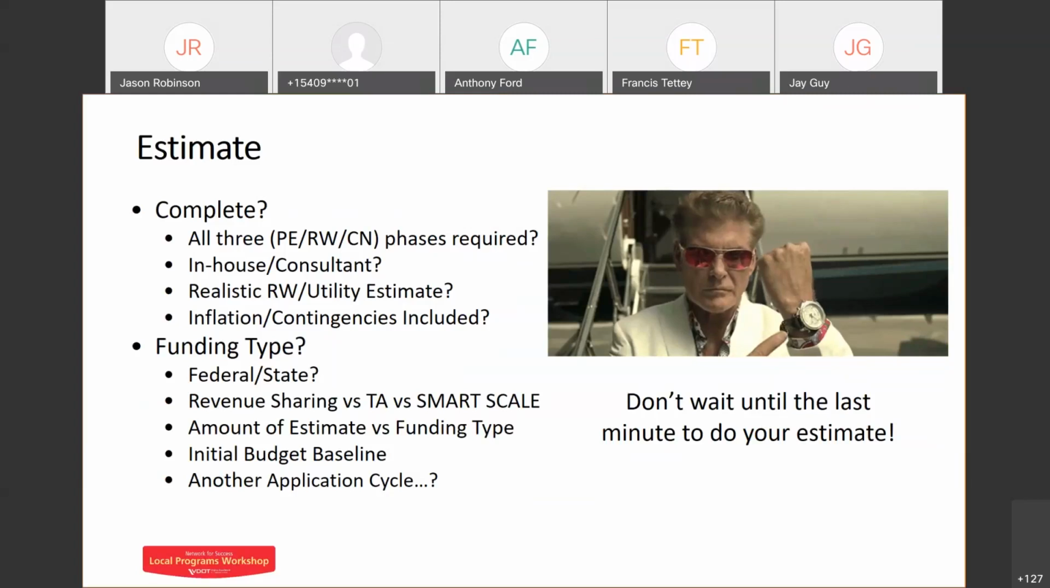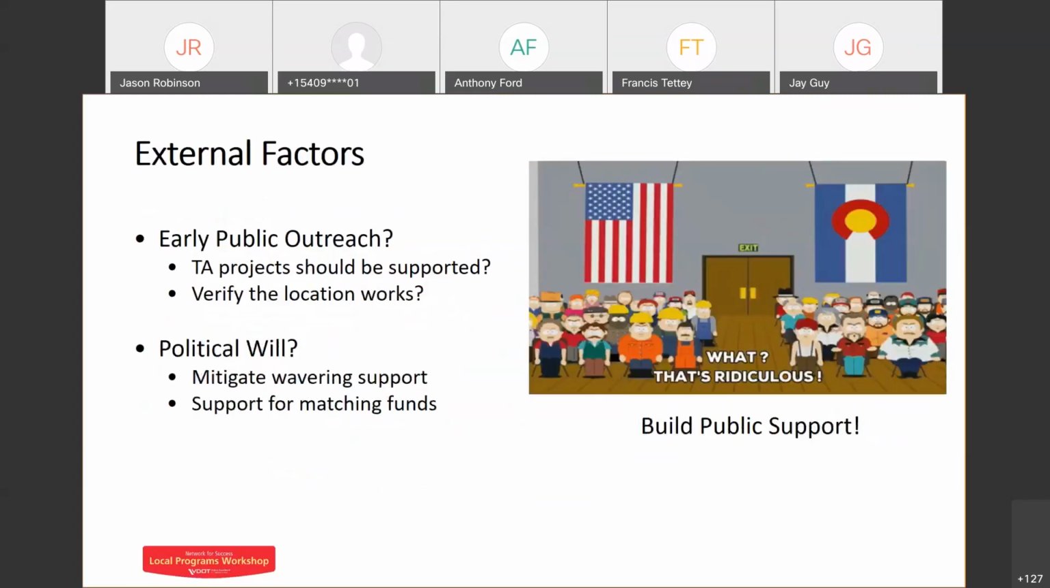Move on to the next point, external factors. We'll consider that for a moment. Do you need to get support of your citizens? That really shouldn't even be a question, should it? You obviously need support. It's critical to your success.